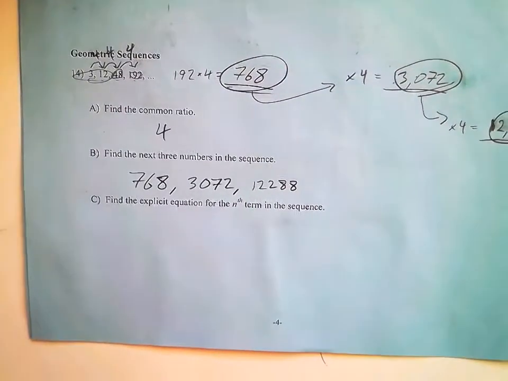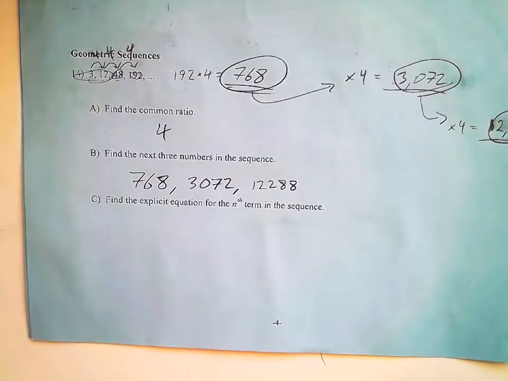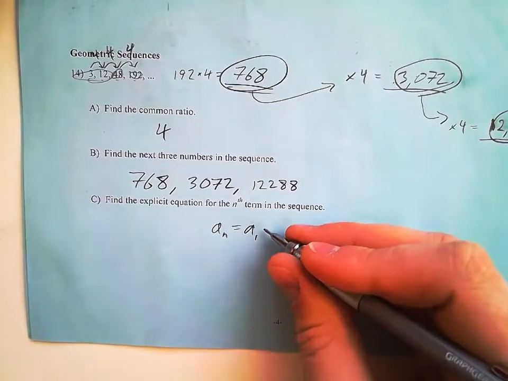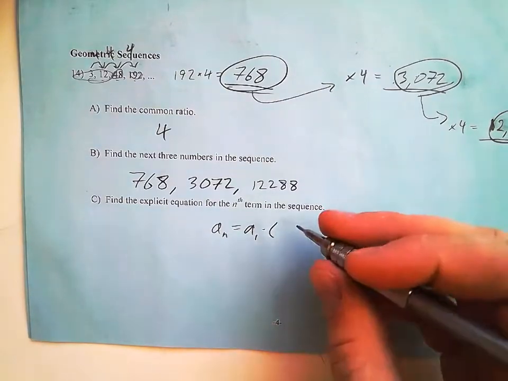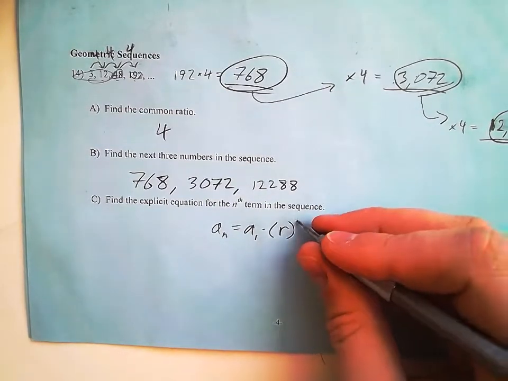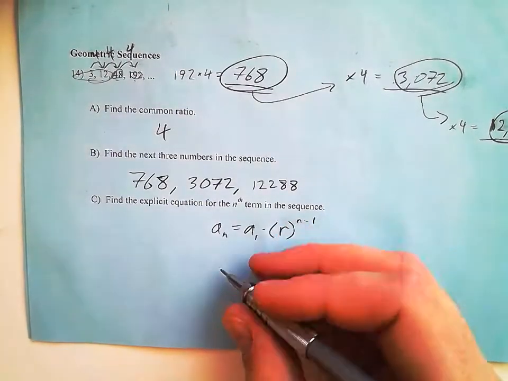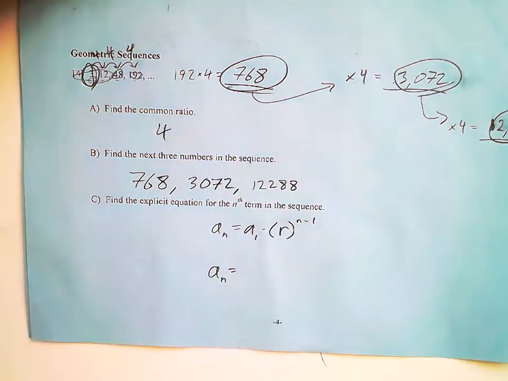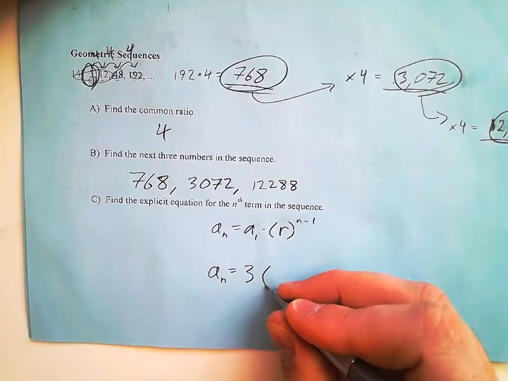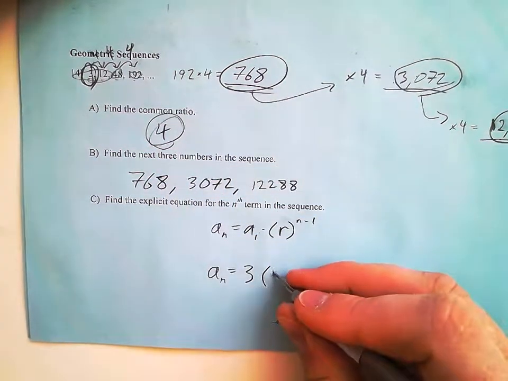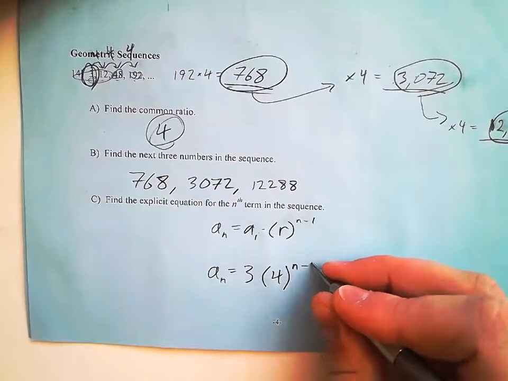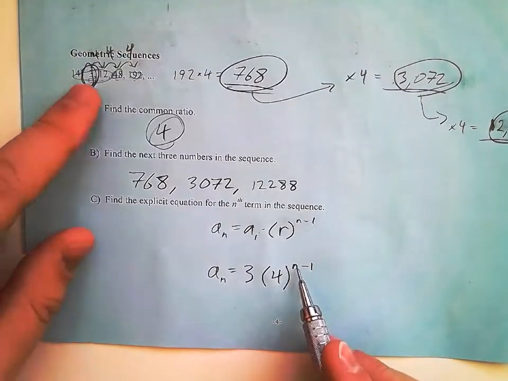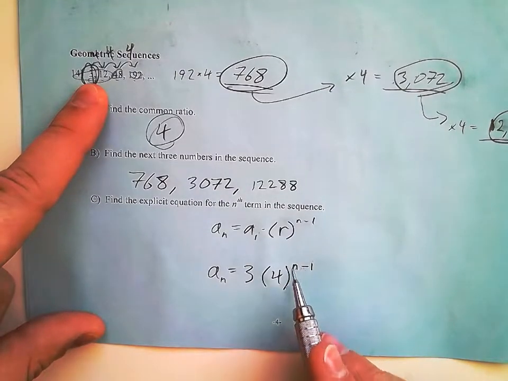Find the explicit equation. Hopefully in your notes you had, a sub n equals the first one times the ratio to the n minus 1. If you had that in your notes, then all you have to do is plug in the numbers. A sub 1 is 3 times the ratio is 4. And it's not to the n, it's to the n minus 1. And then how do you check that that's right? What if n is 1? Do I get 3? 3 times 4 to the 0. 4 to the 0 is 1.